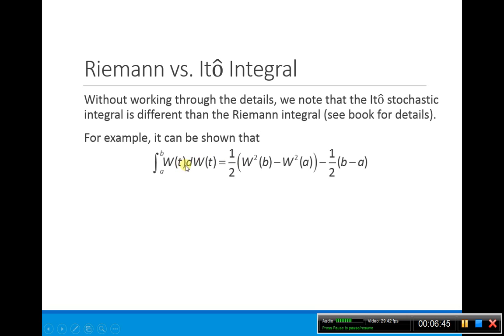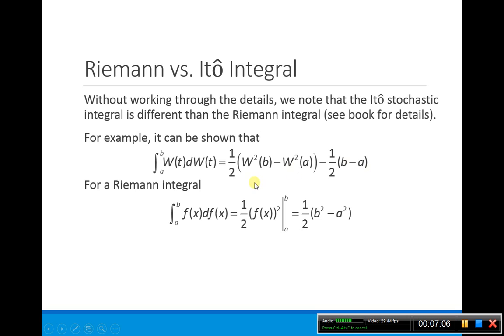So think about if this were x dx. Then we would have had x squared over 2, and we would have evaluated it from a to b. So we would have basically had 1/2 of b squared minus a squared. We would not have this extra part over here. And in general, for a Riemann integral, if we had f of x df of x, then we could write this as 1/2 of f of x squared evaluated from a to b, which should be f of b squared minus f of a squared. Sorry about that.